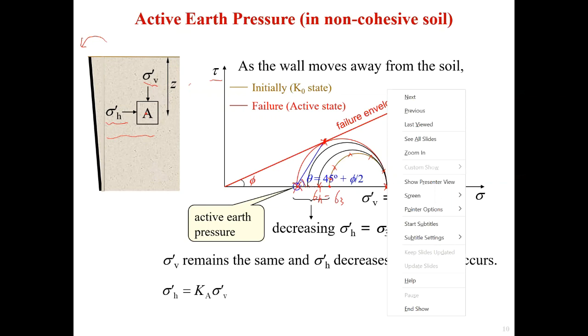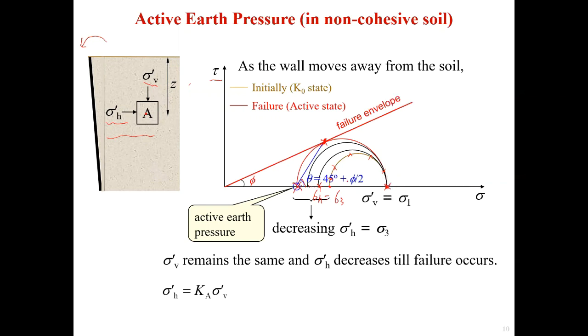If we gradually move the wall further away from the soil, eventually the Mohr's circle will touch the failure envelope. And if we connect this tangent point and the corresponding sigma 3 prime, then this gives us the corresponding angle. And this sigma h prime at this point, that's the one we need to calculate. That's the so-called horizontal active pressure, and it could be expressed as Ka times sigma v prime.